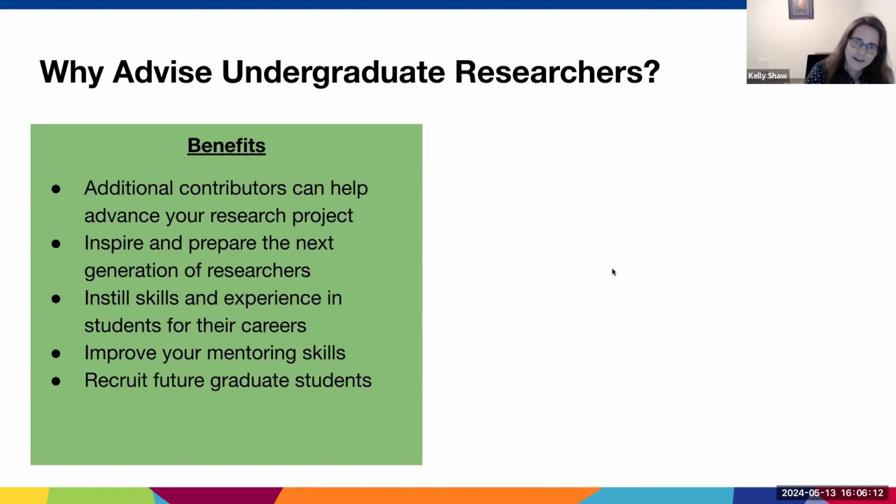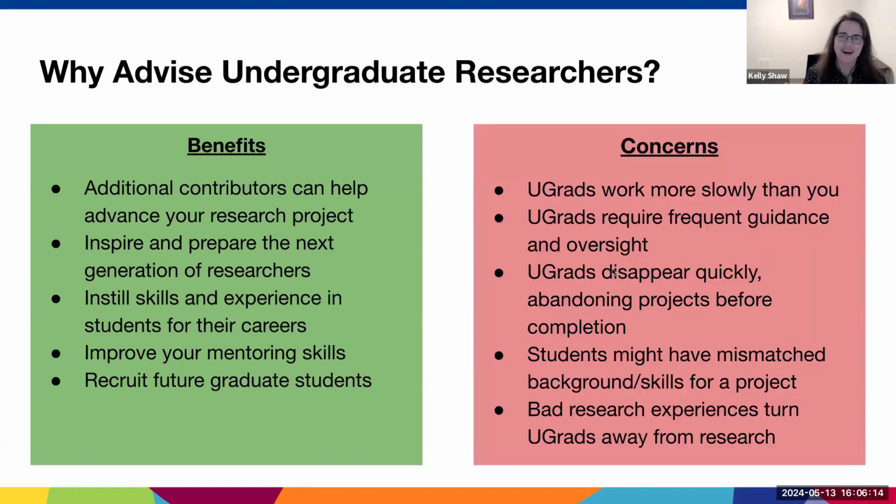Now, I also hear some concerns from colleagues when I talk about working with undergraduate students on research, and some of those concerns include, undergraduates work more slowly than you yourself do, or I do, or graduate students do. They often require more frequent guidance and oversight. They disappear quickly. They graduate in 4 years, abandoning projects before completion. And they may only work with you for a single term or summer. Sometimes it's the case that students have mismatched backgrounds or skills for the project that you want them to work on. And so that doesn't work out so well in terms of productivity, can be a little frustrating.